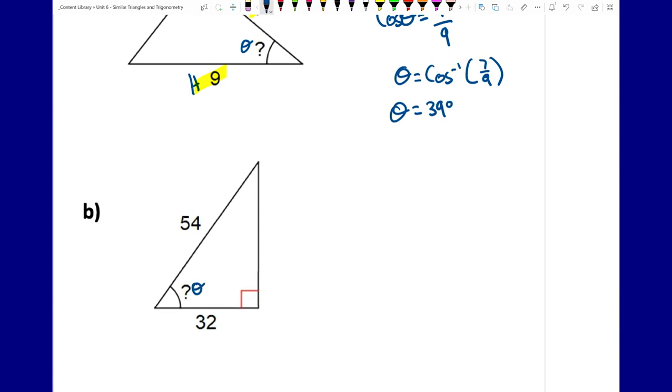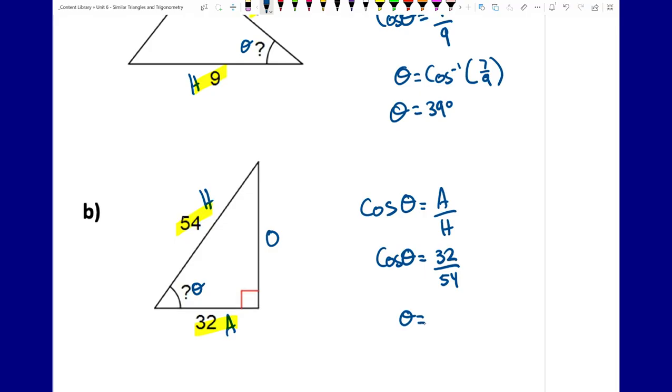Then lastly, same idea, opposite, adjacent, hypotenuse. Dealing with A and H, so that is going to be cosine. Cosine theta equals A over H. Cosine theta, because I don't know my angle, is equal to 32/54. Move the cosine over, it becomes -1. I'm going to do this one by dividing 32 by 54 first. And I get 0.592. So again, I'm going to leave that entire decimal.